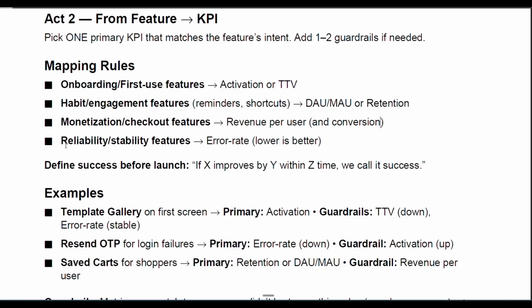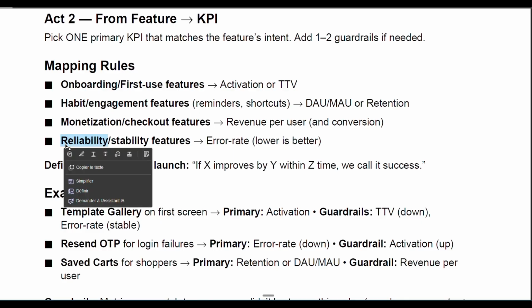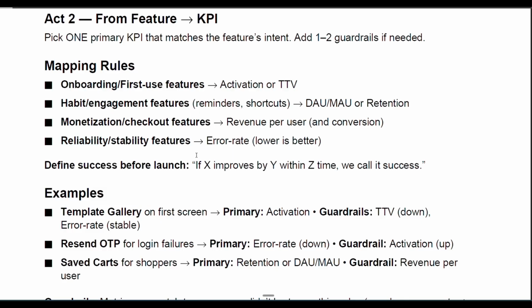And probably your features are reliability or stability features. Probably you added some new changes to the architecture in the backend, which basically reduces the error rate, or any of the things which stalls your product or hangs the video or something like that. Or you probably change some database connections in the backend. So your primary KPI could be error rate, right? The lower, the better.